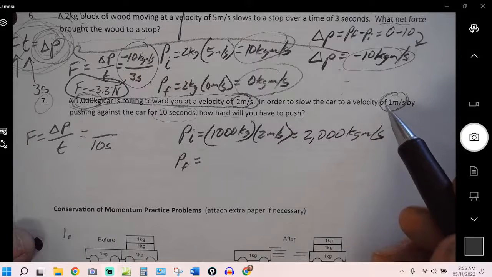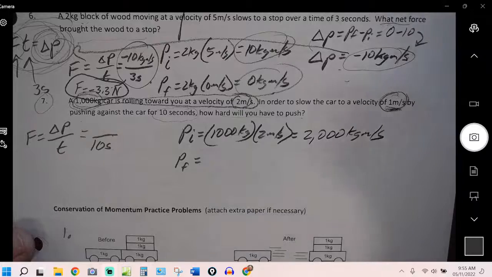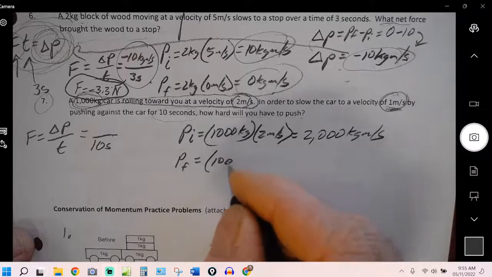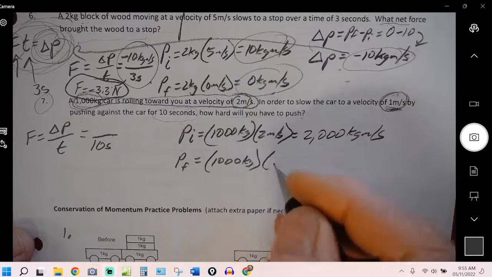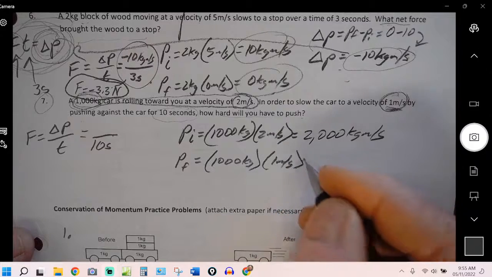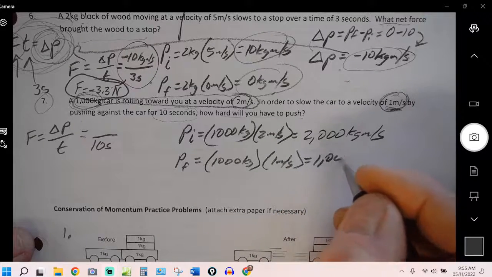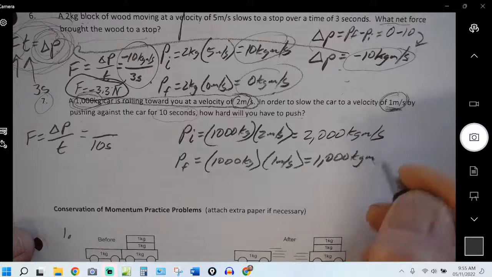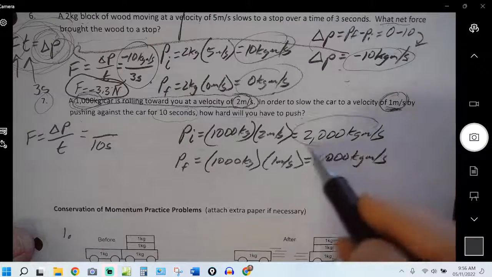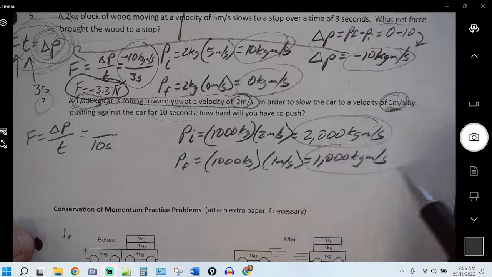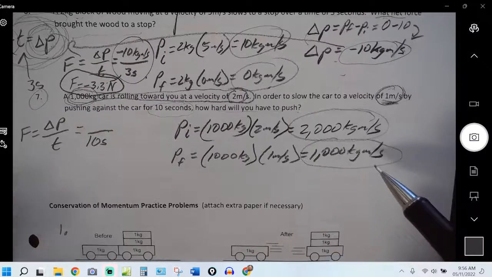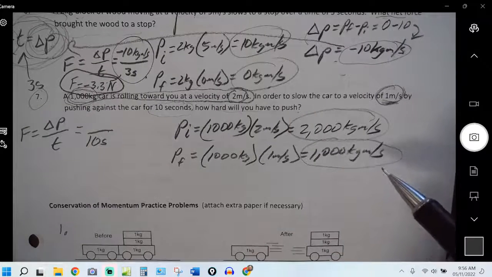So when it slows down to 1 meter per second, how much momentum does it have? 1,000. So its momentum then is 1,000 kilograms, that's its mass, times its velocity. So its new momentum is 1,000 kilograms meters per second. So this is what its momentum starts at, and this is what it finishes at. Is it going to be a positive or negative change in momentum? Negative. Negative how much? 1,000.